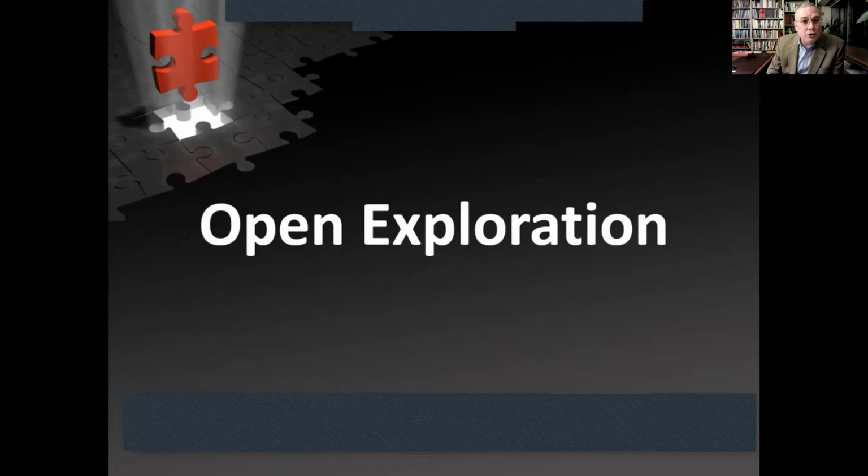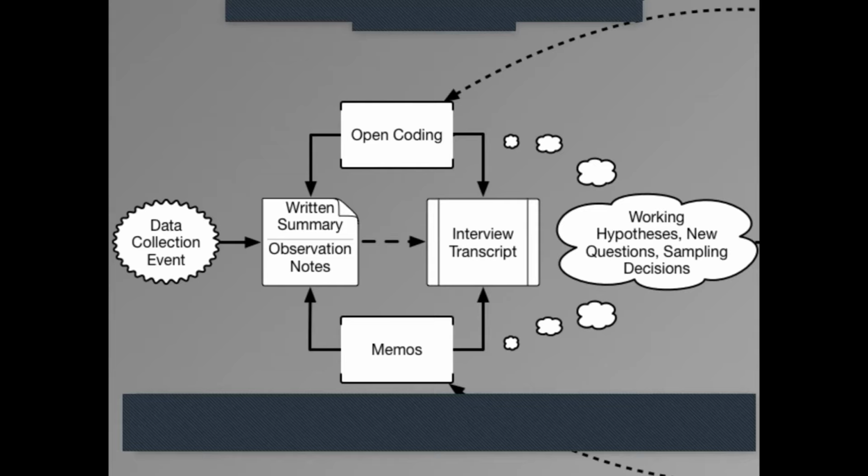Okay, we'll start with open exploration. In open exploration, a lot of what happens at this point is you'll have a data collection event, and especially in the very beginning, you'll start with observation. You'll take notes about what you're seeing in this certain area, and you'll have a written summary about that. You'll write memos about what you've done. Then you may, and I'll explain all of these things in more detail as we go on, code what you have written in your notes and summary.